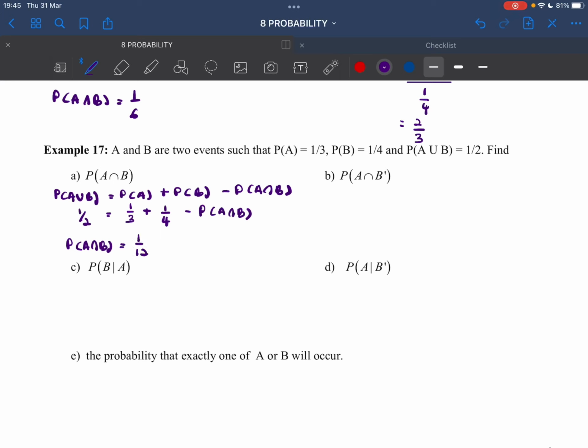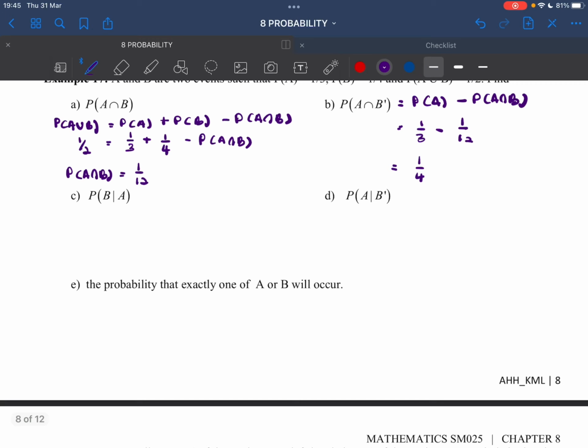Okay, now P(A intersect B prime). Do we have the formula for this? Yes, we do. P(A intersect B prime) is for only A occurs, which is P(A) only minus P(A intersect B). So we have P(A), which is 1 over 3. This one we have from question A, which is 1 over 12. So here the answer is 1 over 4.